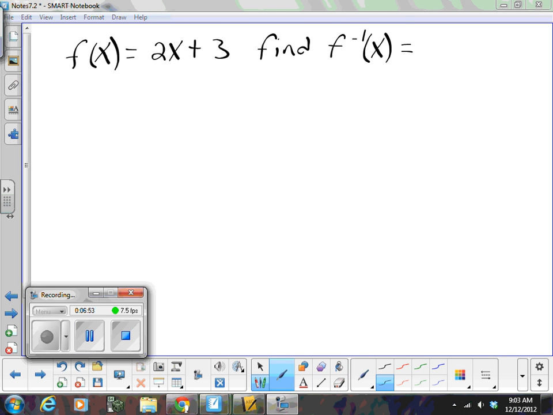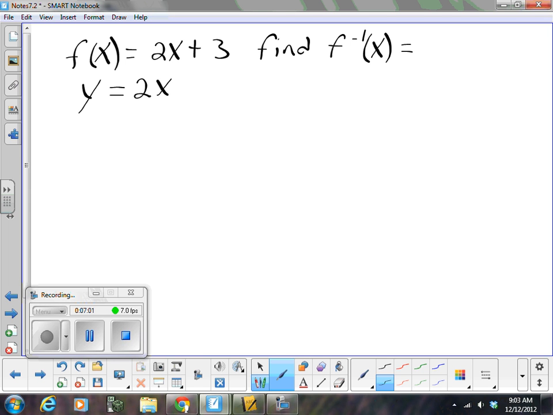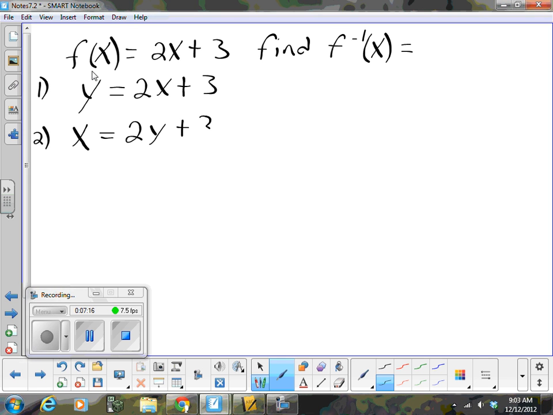So what's the first step we always do? Change everything. Very good. Change the f of x to a y. So y equals 2x plus 3. So that's number 1. What's number 2? Switch x and y's. So now it's x equals 2y plus 3. Number 3, solve for y. So we're going to solve for y.